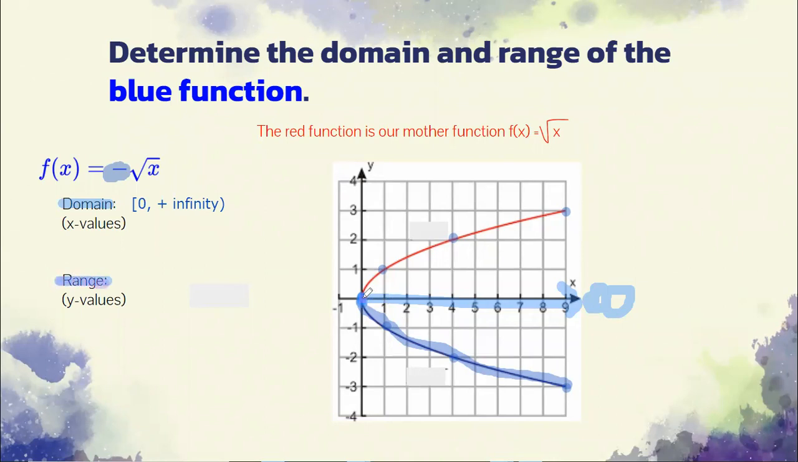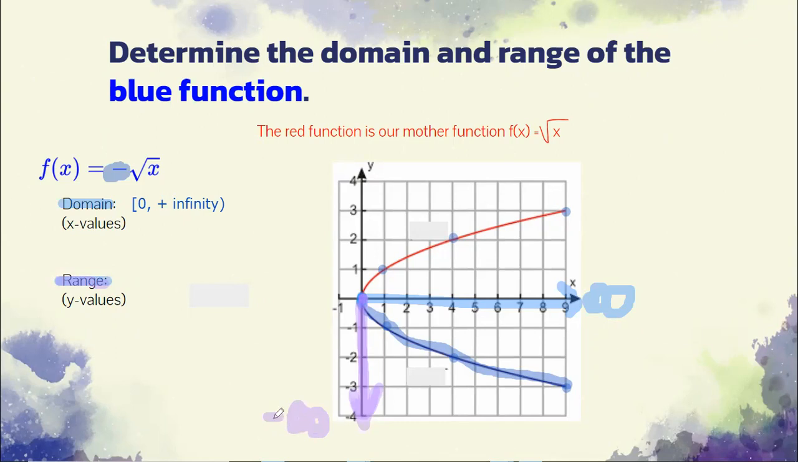Again, starting at 0, 0, we have our graph here on the y-axis. And now, since it's been reflected, it's going in the negative direction along the y-axis, going from 0 and continuing to negative infinity, right? Pointing down is towards negative infinity.